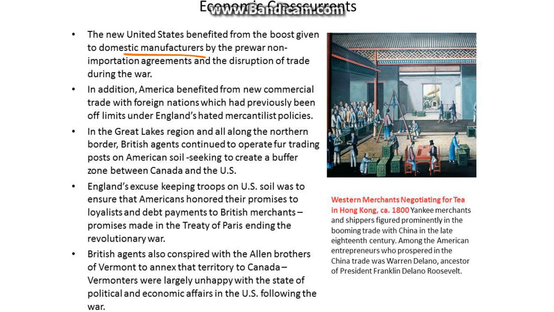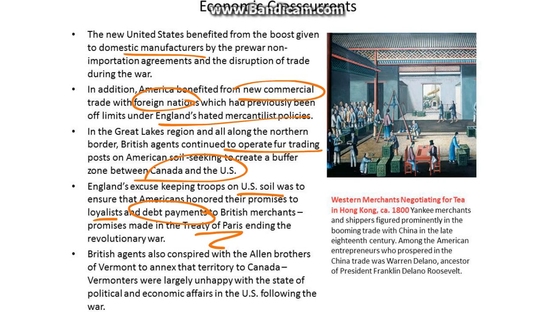In addition, America benefited from new commercial trade with foreign nations which had previously been off limits under England's hated mercantilist policies. In the Great Lakes region and all along the northern border, British agents continued to operate fur trading posts on American soil, seeking to create a buffer zone between Canada and the United States. England's excuse for keeping troops on U.S. soil was to ensure that Americans honored their promises to loyalists and debt payments to the British merchants, promises made in the Treaty of Paris ending the Revolutionary War.